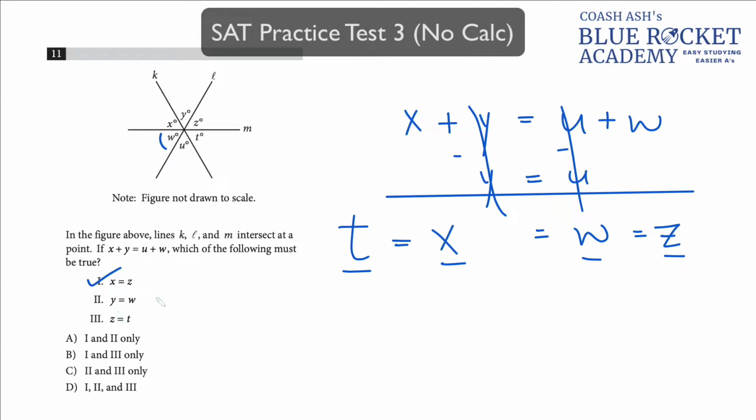Now let's look at y is equal to w. Do you see y is equal to w here? It doesn't. And then here as well, x is equal to w. The only thing that y is equal to is u. And so therefore, choice 2 is out. And then z is equal to t. What do you think? z is equal to t again over here, right? So these are also equal. So this is out and these two are equal. So 1 and 3 only are the correct choice.